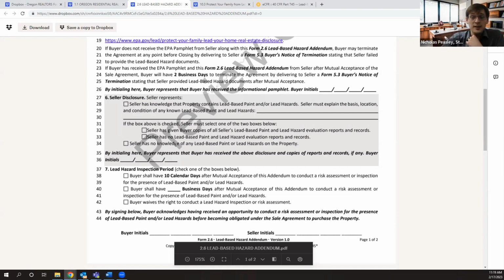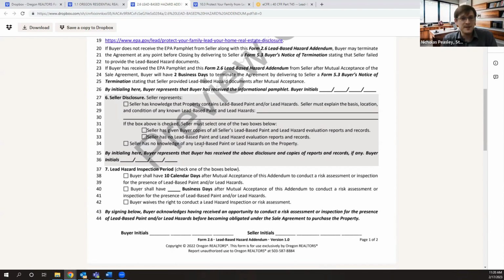If the seller has no knowledge of lead-based paint or lead-based hazards, they can check this next box down here. Knowledge, keep in mind, is an actual knowledge standard, so that means the seller has to know about it. It can't just be something where their cousin came in one day and said, wow, that pipe looks like it's made of lead, and you say, wow, that's interesting.